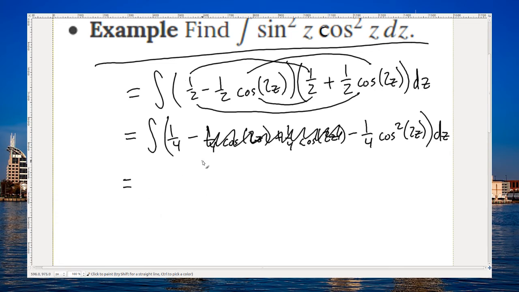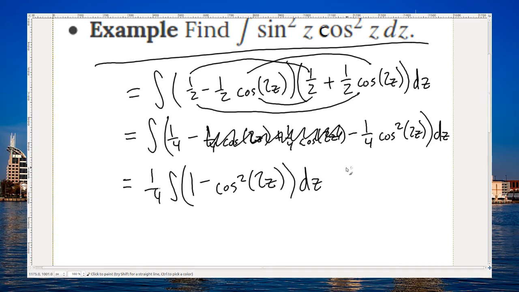Okay, let's see, those cancel, and it's up to you whether you want to leave the 1/4 in there or maybe you want to factor them all out. If I factor them all out, I'm left with 1 minus cosine squared of 2z dz. Okay, so now 1 minus cosine squared of 2z.